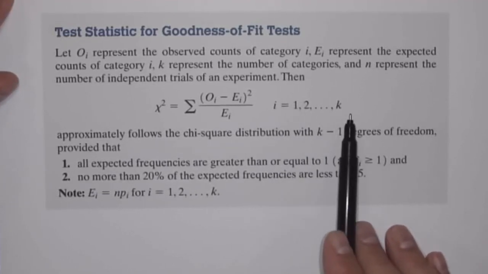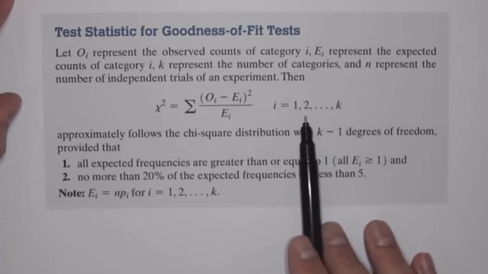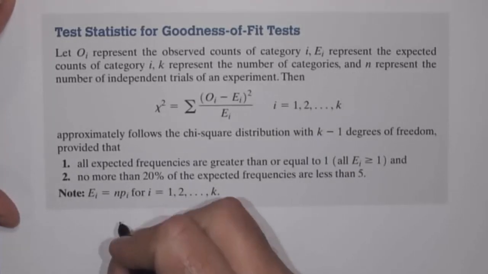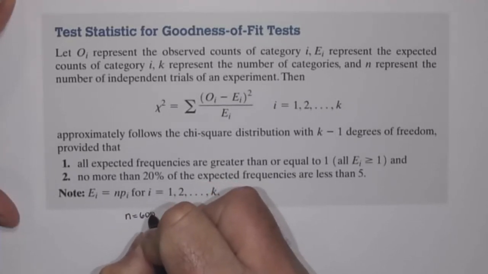Now again, k is the number of categories, not n, not the number of repetitions of the experiment. So for example, earlier I mentioned that if we were to roll a die, say 600 times, that would be n. n would equal 600.